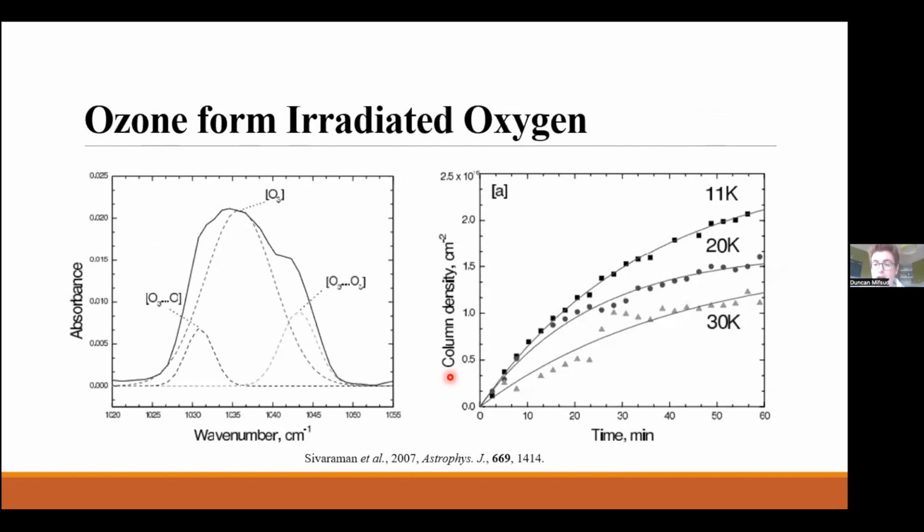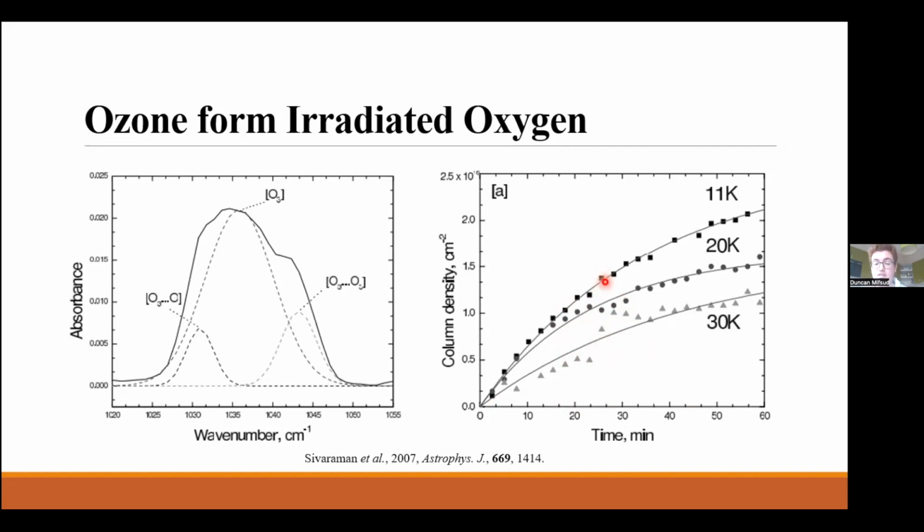Okay, so what has been done already? Well, the easiest way to form ozone in a radiation experiment is to just simply irradiate molecular oxygen ice. And this was done about 15 years ago by Sivaraman et al. And what they found, if we look at the graph on the right here, is that the lower the temperature of the process, the more ozone you actually form as a result of the irradiation of oxygen ice.